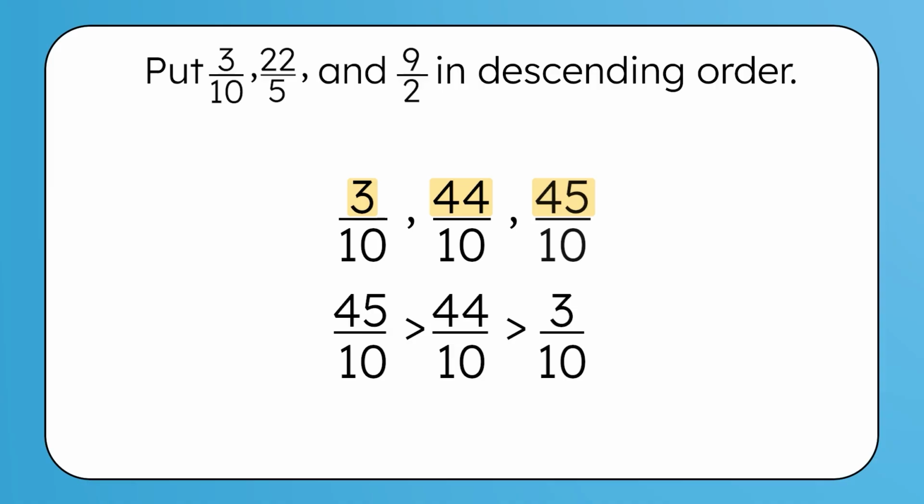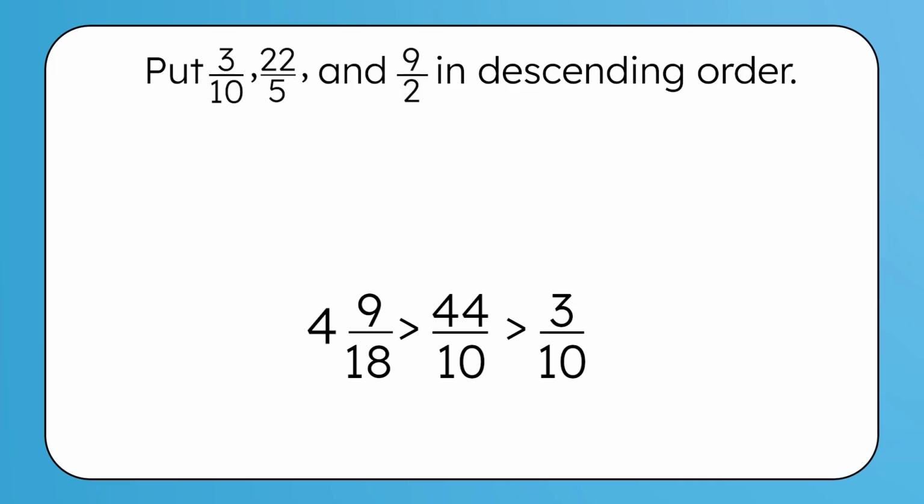Final step, switch back to the original forms. 45 tenths was the mixed number 4 and 1/2. 44 tenths came from 22 fifths. 3 tenths stayed the same. So in descending order, the answer is 4 and 1/2, 22 fifths, and 3 tenths.